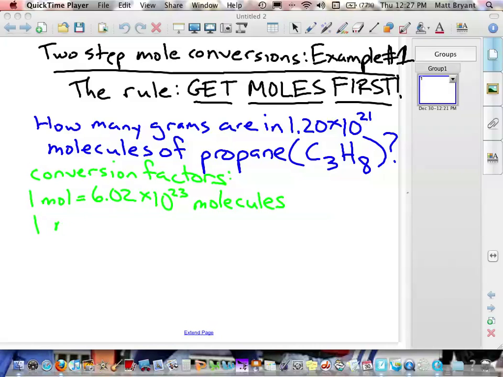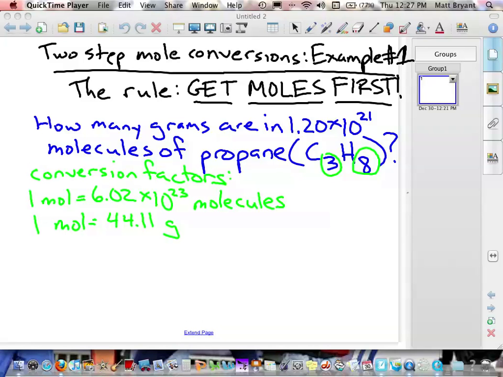We're going to say that 1 mole, there we go, is equal to 44.11 grams. All I did to do that is I looked up the mass of carbon on the periodic table and multiplied by 3. That's 12.01 for those of you following along at home. And then I took the mass of hydrogen, which is 1.01, and I multiplied it by 8. Add those together, and you get 44.11 grams. You can feel free to check me on that, but you can trust me that that's the molar mass.